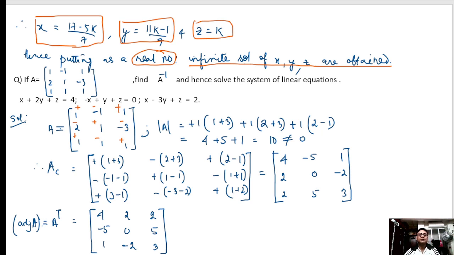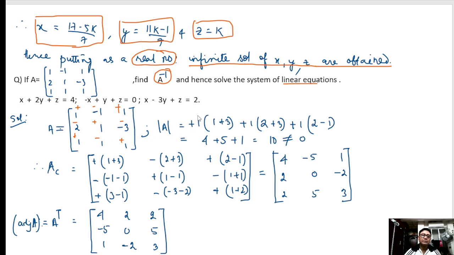So the next sum says A is this matrix, find A inverse and hence solve the system of linear equations. Clear? So first of all, using this matrix we have to find the A inverse. So for A inverse, first I have to find the cofactor matrix. So for cofactor matrix, first give the signs plus, minus, plus, minus, plus, minus, plus, minus, plus.